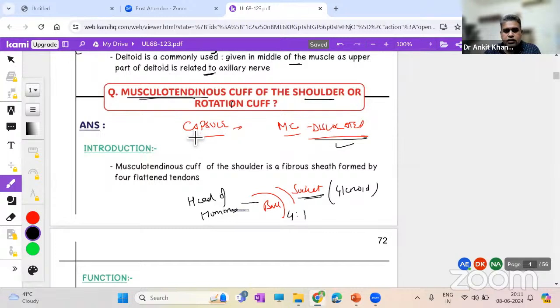To prevent it, all around there are muscles which blend with the capsule to make the joint more stable. That is known as our musculotendinous cuff, or rotator cuff. So in the first three to four lines of your exam or your viva, you should know the actual meaning of the question. What does that mean? Then you can start your introduction.